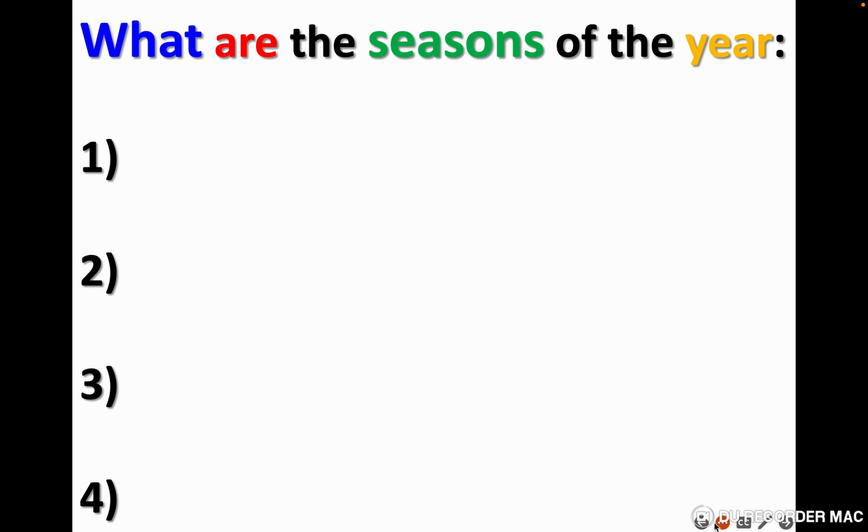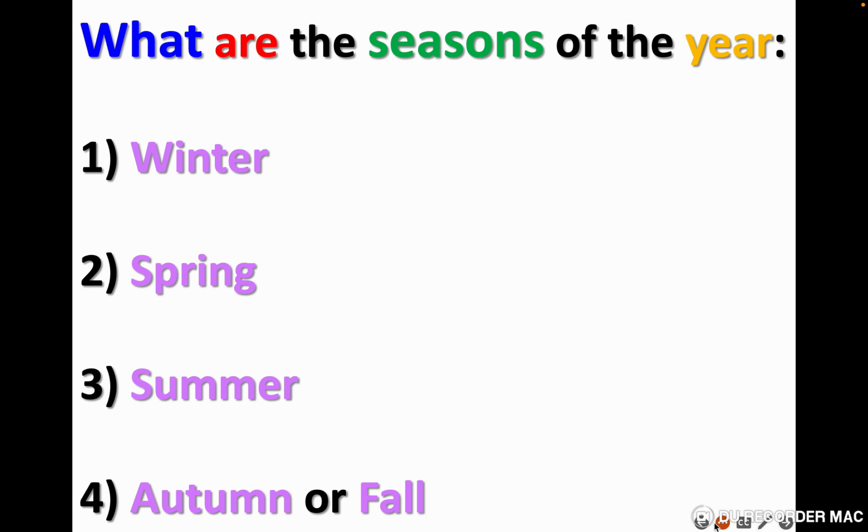What are the seasons of the year? It's better to know the seasons of the year in order. Let's see the answers. The first season of the year is winter. After winter comes spring. After spring comes summer. After summer comes autumn or fall. British people say autumn, American people say fall. Let's practice them.